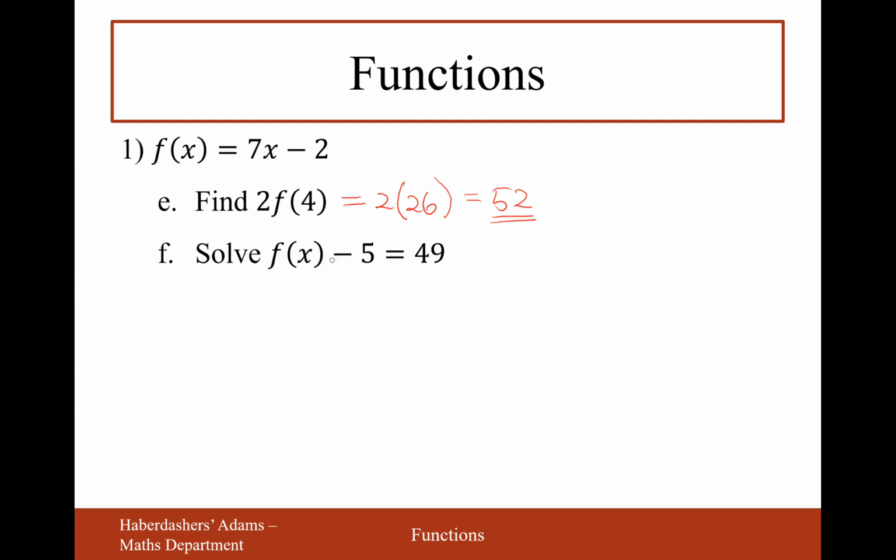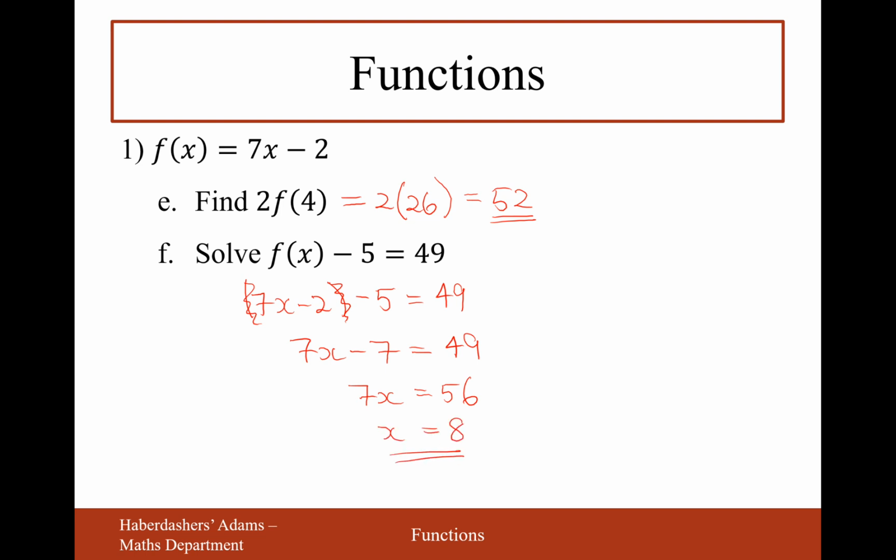When it says solve f of x minus 5 equals 49, we need to write down 7x minus 2, take away 5, equals 49. Now it doesn't really matter that I've put the brackets here, so I'll just ignore them. I'll tidy up what I've got on the left hand side. Then I will add 7 onto the other side, and then I will divide by 7 and I will get 8. So there we are, that's answering that slightly more difficult question of question F, where it says solve. Whenever it says solve, make sure that you've got an answer where it says x equals.